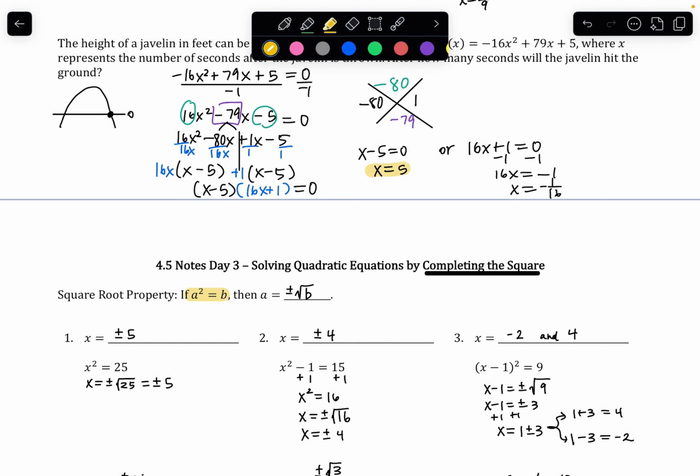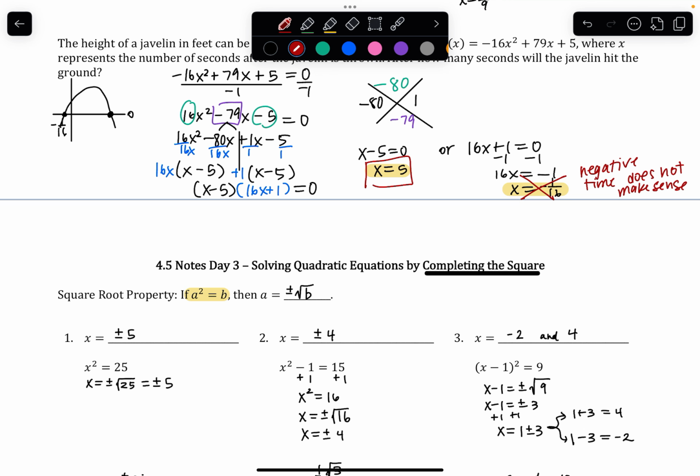And so when we look at our answers, the negative solution is not going to make sense, okay? And so looking at our graph, that's back in time. Negative time does not make sense. It's not reasonable. And so you would answer the question with 5 seconds. After 5 seconds, this javelin will hit the ground.